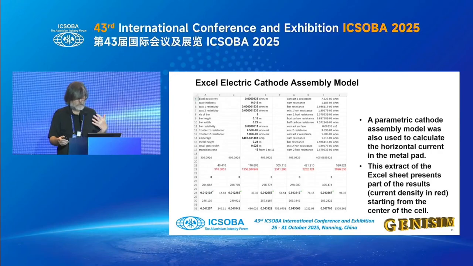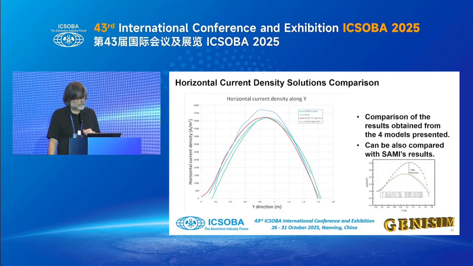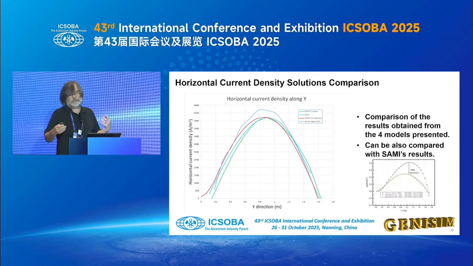Okay, and now that I have done all those models, I will present the comparison. So this is the horizontal current with all my four models. As you can see, I'm getting essentially the same solution, and that can be compared with what Sami has obtained after the retrofit. So essentially, all five models are in agreement.